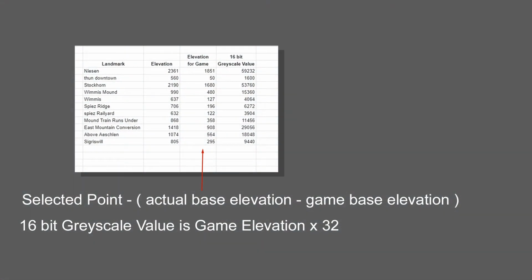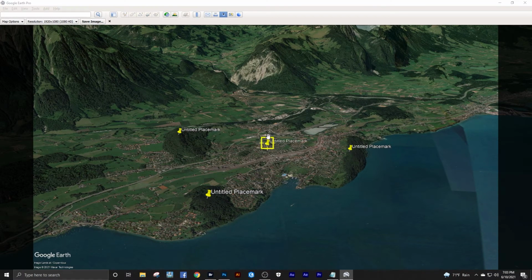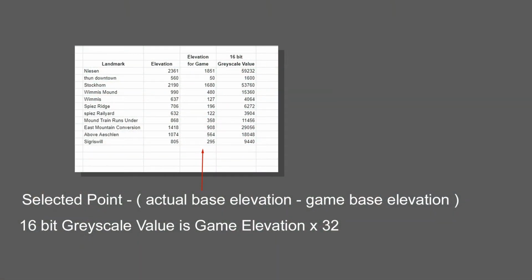Let's start by setting up a spreadsheet with Google Sheets or Excel or whatever you have. Build a table where we will record the elevations for key points on the map. Name your landmarks so you can keep them straight, and using Google Earth or a topo map, record their elevations. As I described in my video tutorial on converting elevation data to height map, create a column to calculate the real elevation to game elevation, then a third column multiplying game elevation by 32 to get the corresponding grayscale value.